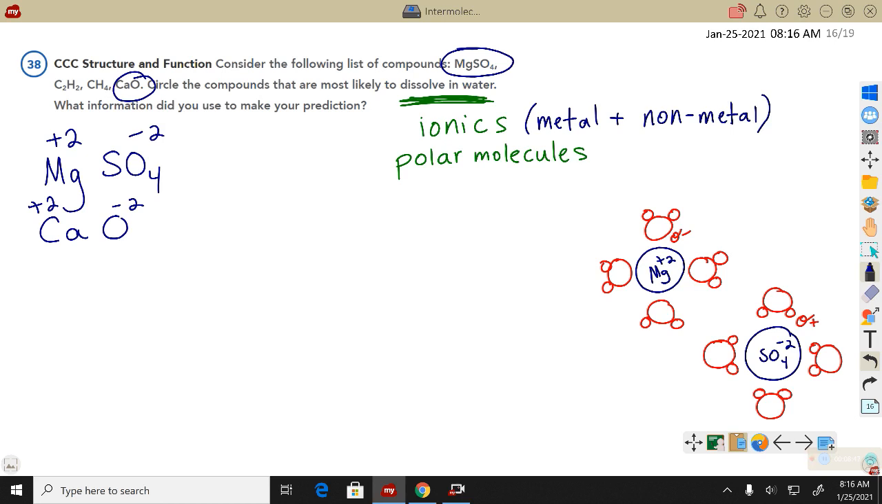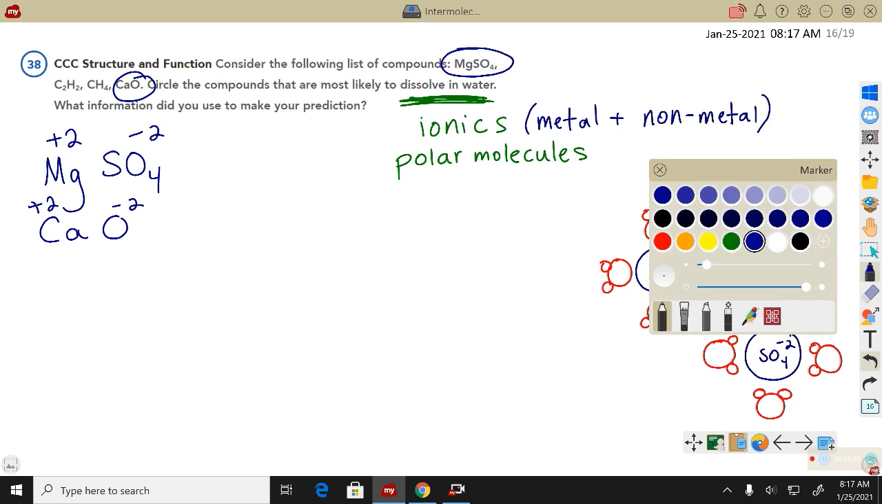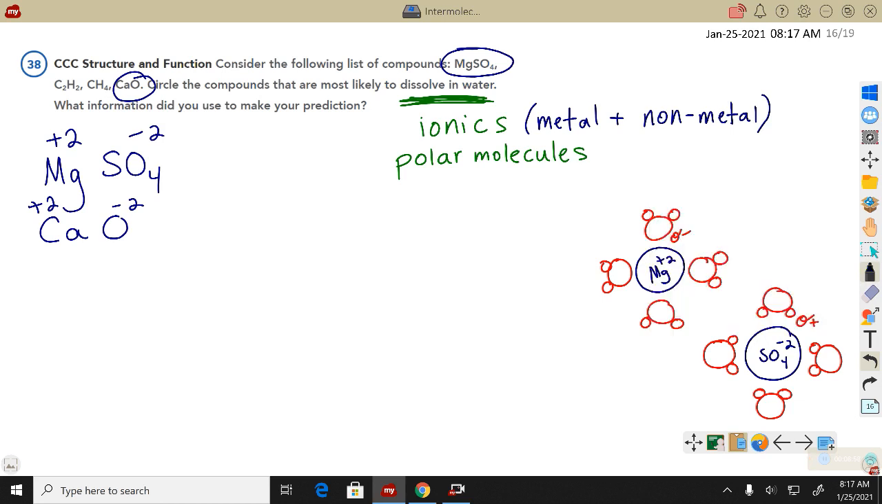Now, the other two, I don't know. They could be polar molecules. We might just need to draw them so that we can look at the structure and check out the arrangement of the atoms around the center. So I've got this C2H2. All right, so the carbons probably go in the middle because they can make the most bonds. Hydrogen would never go in the middle because he can only make one bond.